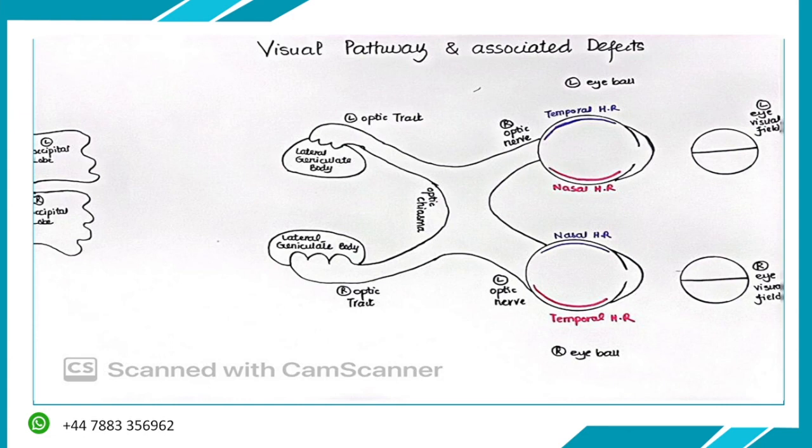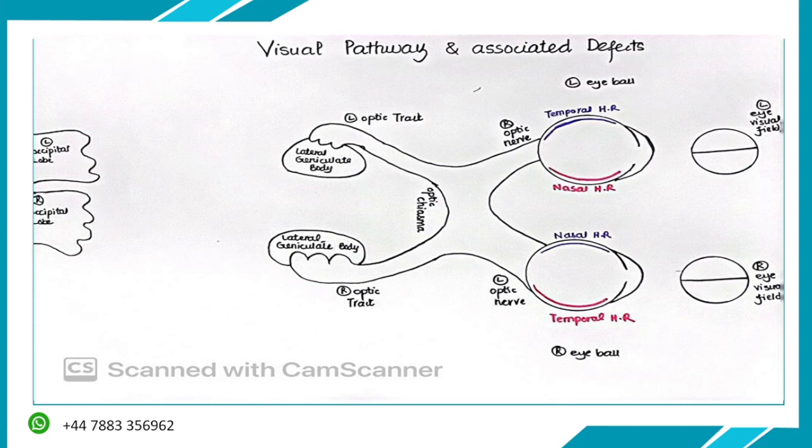I am starting first with the anatomy of the optic pathway: where the fibers are coming from, what the different structures are where the fibers are going, which fiber represents which side of the eye, what the visual fields are and what their components are.